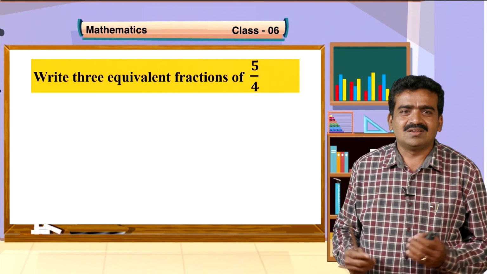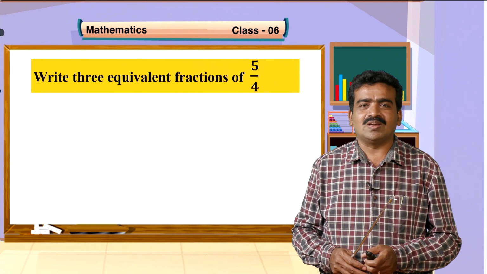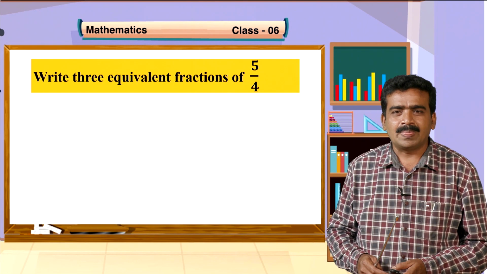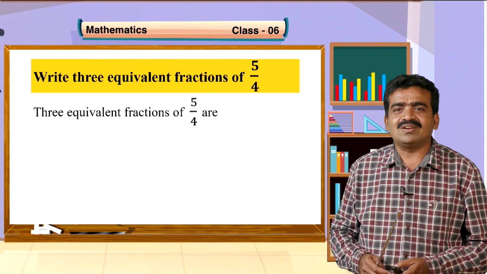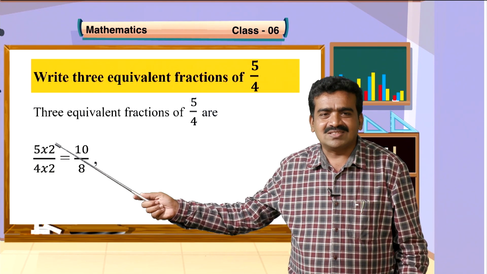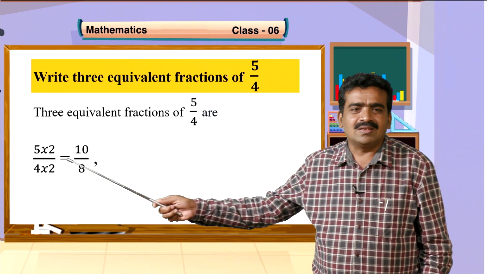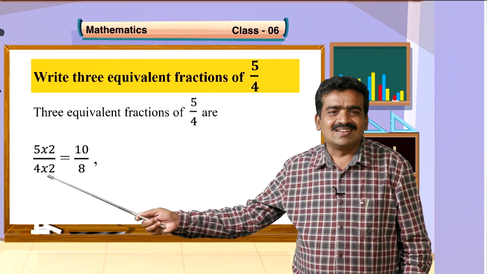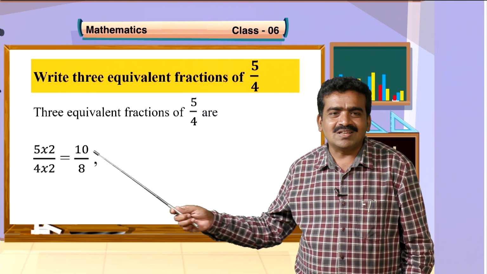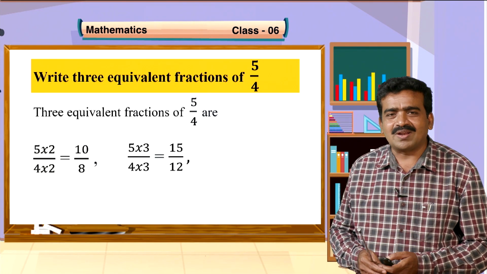Now, my dear student, you have a question. You have to write 3 equivalent fractions for 5 by 4. Just use the technique I have given just now. What you have to do? You have to multiply the same number for the numerator and denominator. The given fraction is 5 by 4. Then 5 2s are 10 and 4 2s are 8. Therefore, the equivalent fraction for 5 by 4 is 10 by 8. How to write one more? Yes, just multiply by 3 for the numerator and denominator.